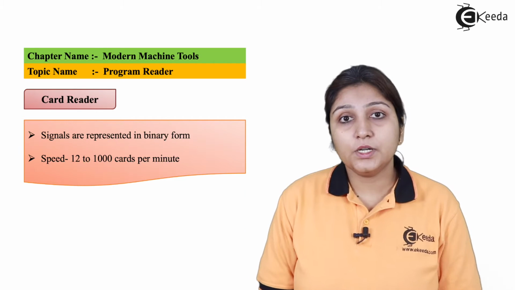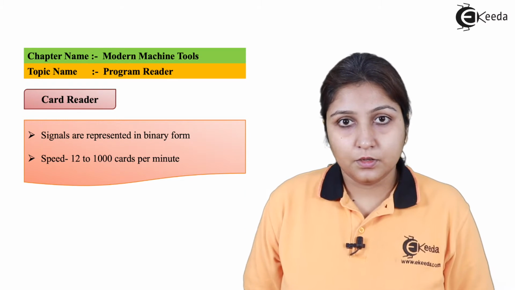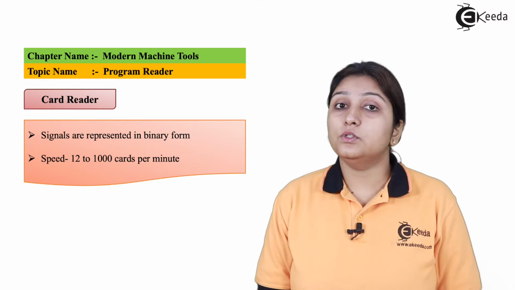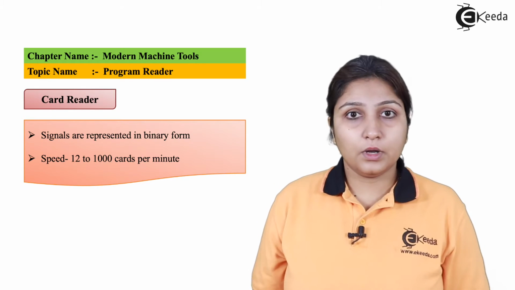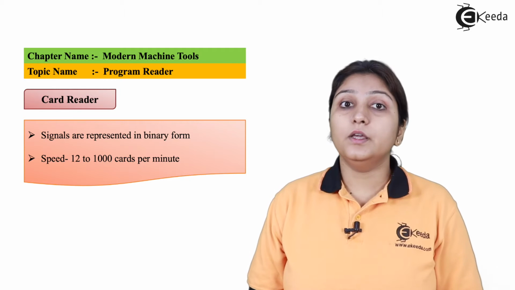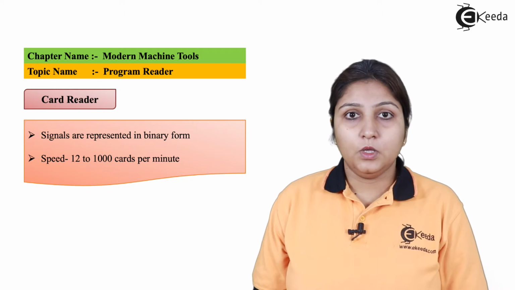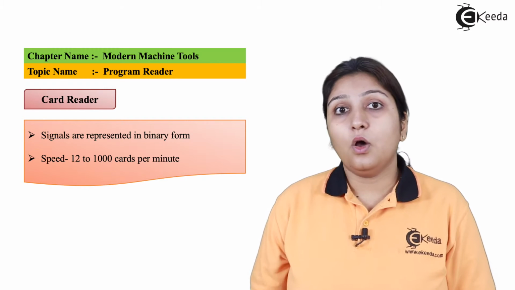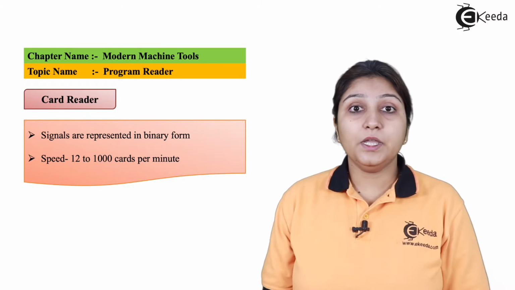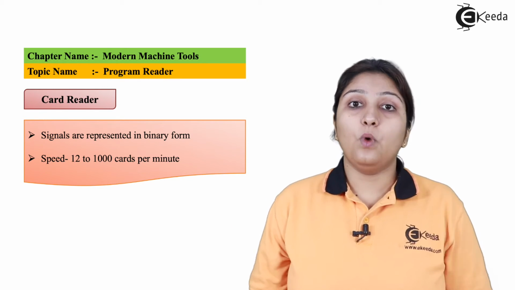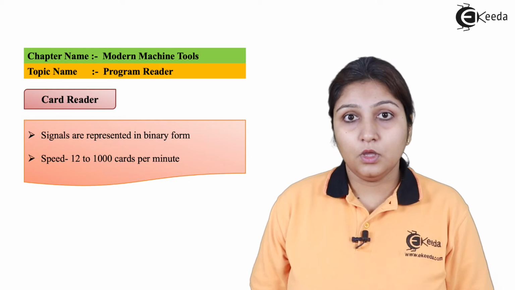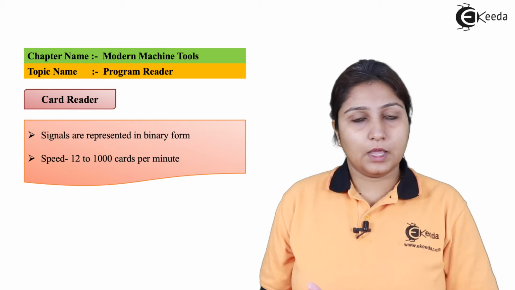Also, along with punch tape there are card readers. In a card reader the program is not fed in the form of letters or any kind of carvings. It is fed in the form of binary numbers, which is 0 and 1. So binary coding can be done on this card, and the speed of this card is 12 to 1000 cards per minute. So again the process is the same.